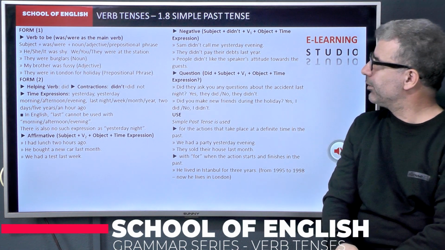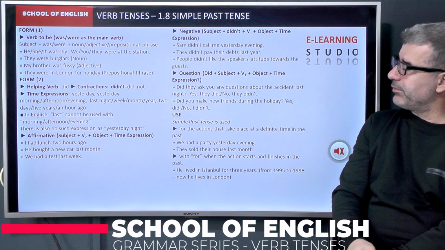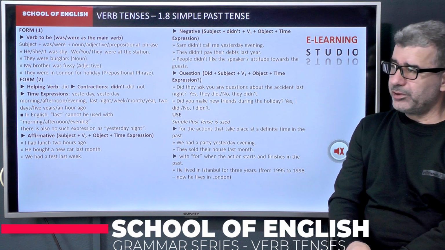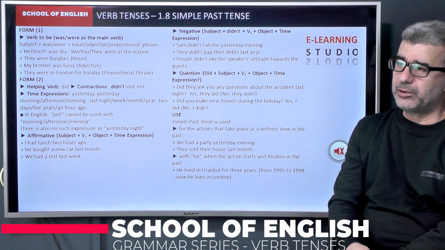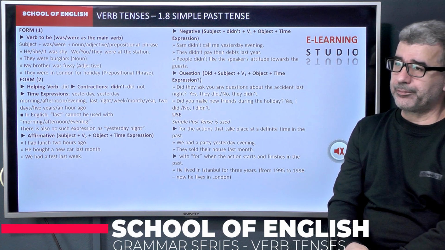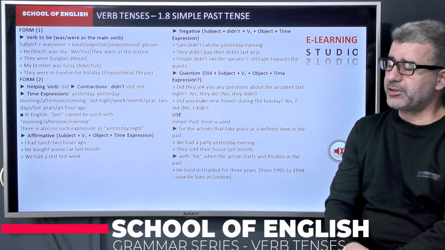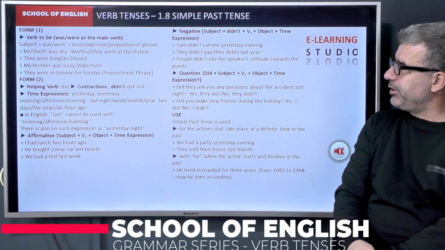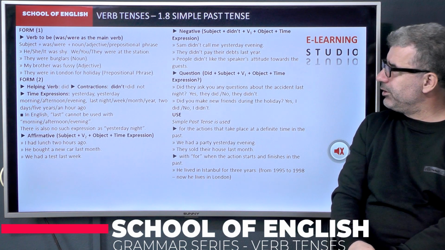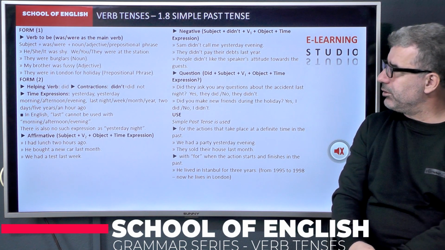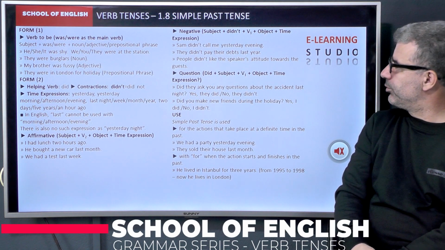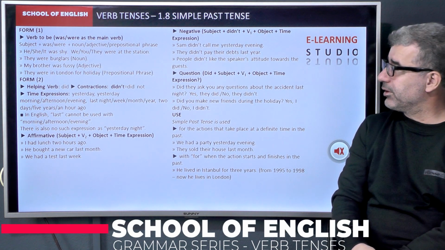Okay? Now, how about negatives? We use didn't. When we use negatives and questions, don't forget that we never use the second form or past form of the verb. We just use the second form of the verb in positive sentences. Sam didn't call me yesterday evening. They didn't pay their debts last year. People didn't like the speaker's attitude towards the guests.